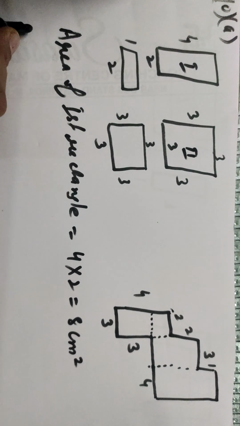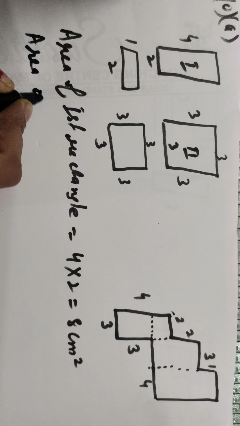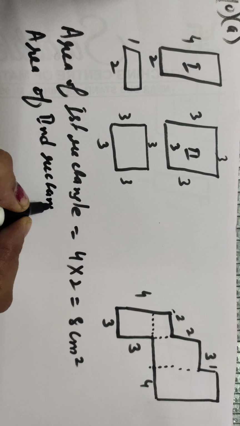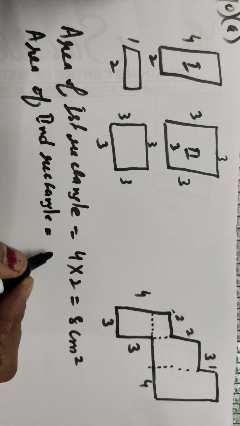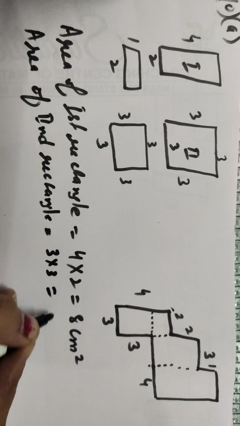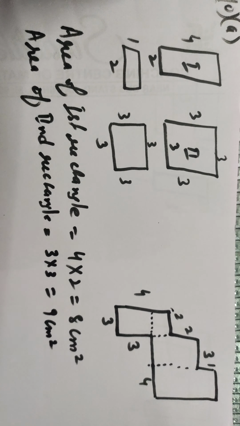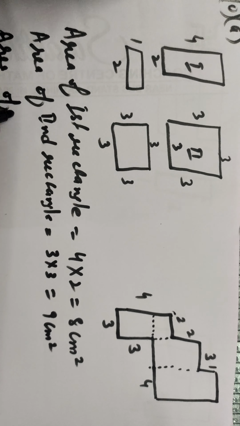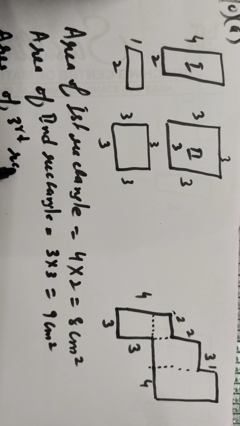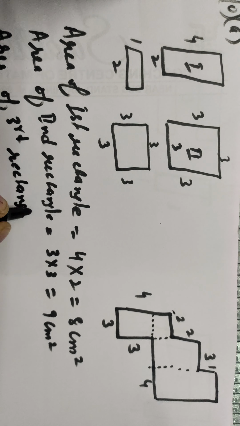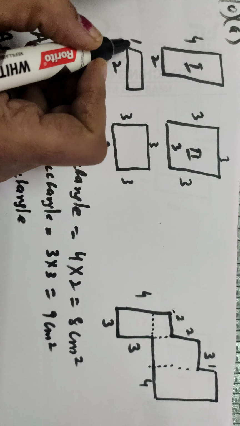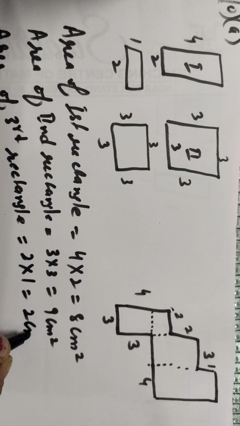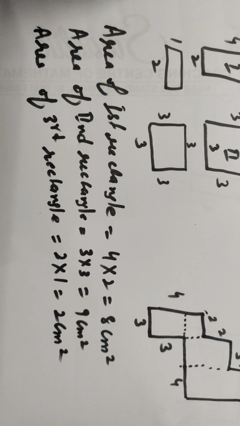Now it is second. Area of second rectangle. Now here length and breadth are equal, so it is 3 into 3, we get 9 centimeter square. Now area of third rectangle. In this rectangle we are having length 2 and breadth is 1, so we get 2 into 1 is equal to 2 centimeter square. Now come to next one.